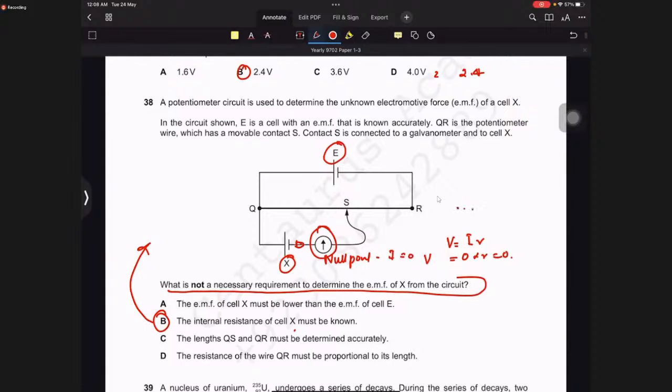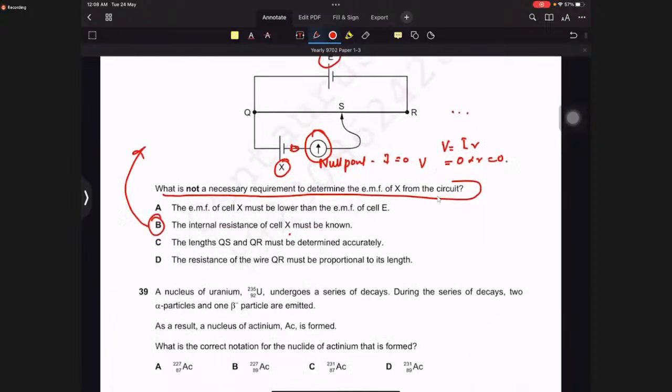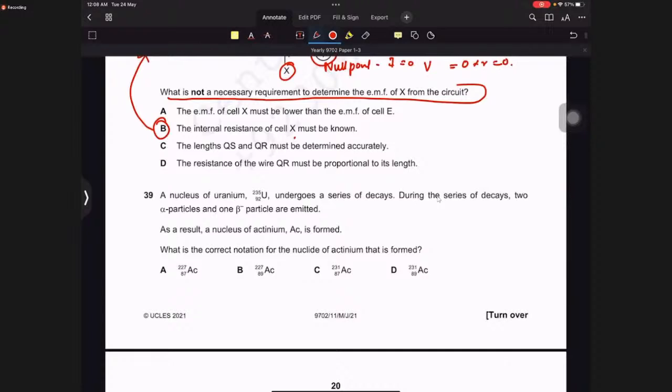That's at the end of the notes that I provided. Okay. Now, the nucleus of uranium-235 undergoes a series of decay. During decay, 2 alpha particles and 1 beta particle are emitted. As a result, the nucleus... Okay, so it's saying uranium-235 92 decays into actinium.